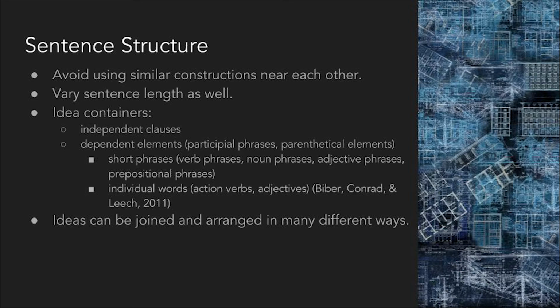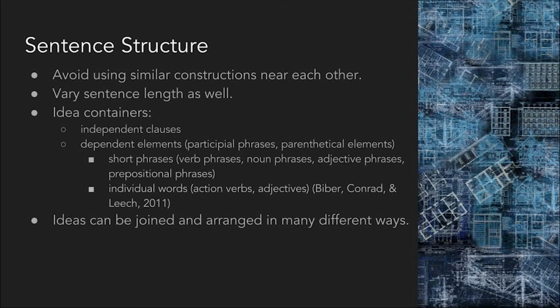In a nutshell, here is the guiding principle for getting good flow through a variety in sentence structure. 1. Avoid using similar constructions near each other, and 2. Vary the length of your sentences. This seems simple enough, right? It is, but because I happen to know a bit more about this, I'm going to share some technical details that might help you gain a deeper understanding of how this works.